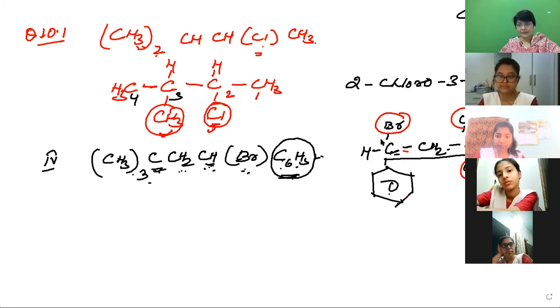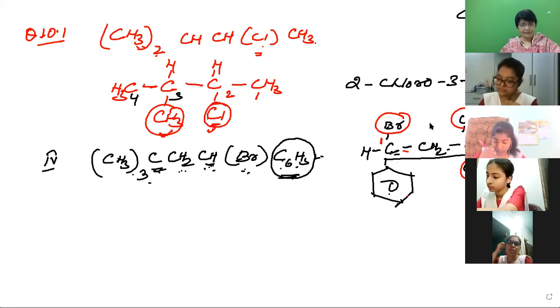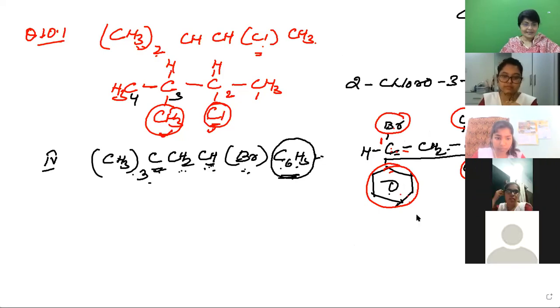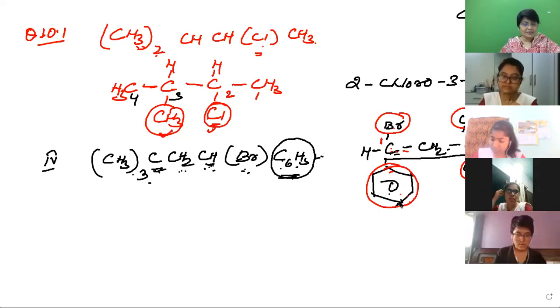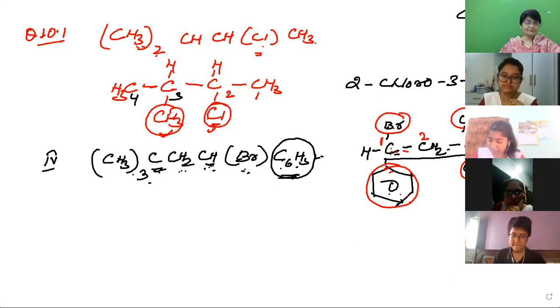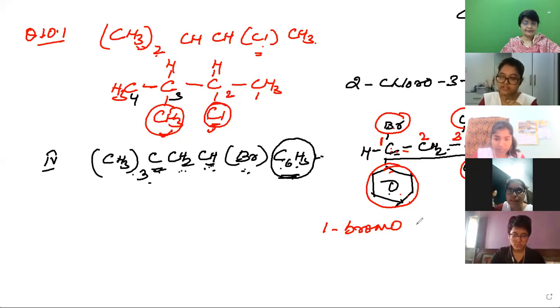How are you going to start counting? This is one, because bromo starts with B. Alphabetically, bromo comes first, then phenyl. Now this has become a substituent. We have selected this as the word root. What is the name of the substituent? Phenyl. So 1, 2, 3, 4. How are you going to read it? 1 bromo, 3,3 dimethyl, 1 phenyl butane.